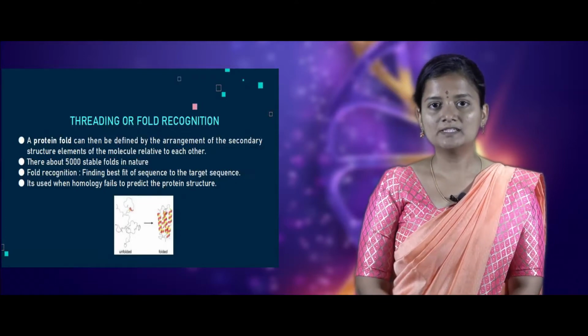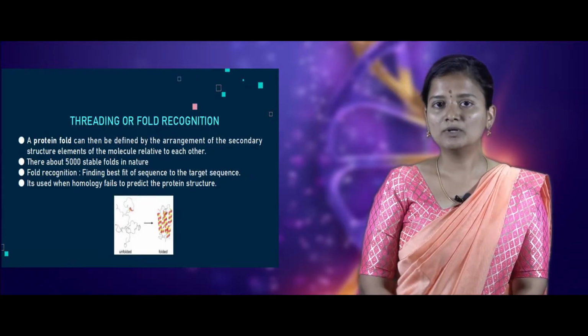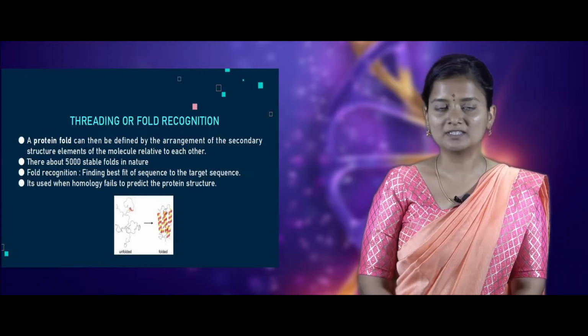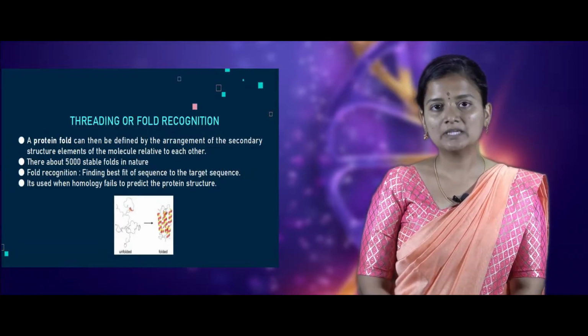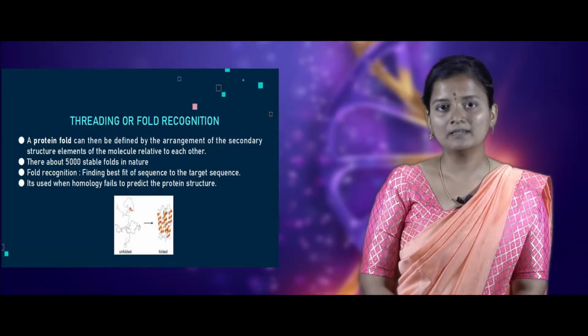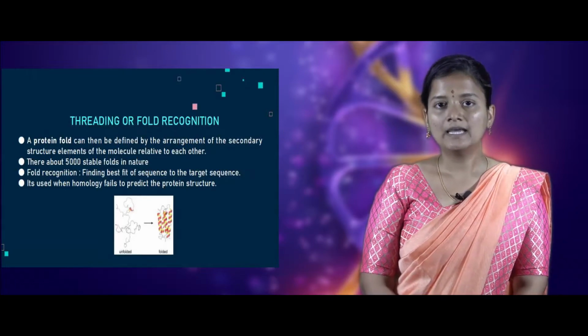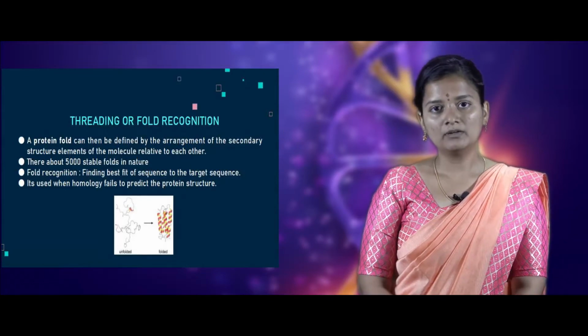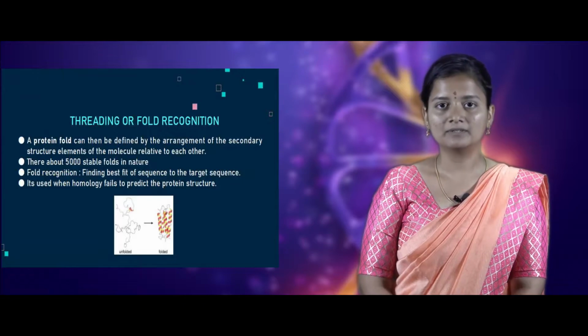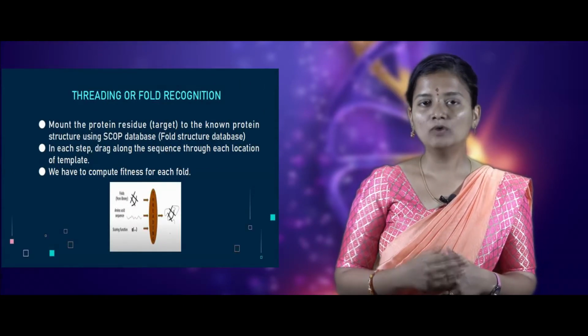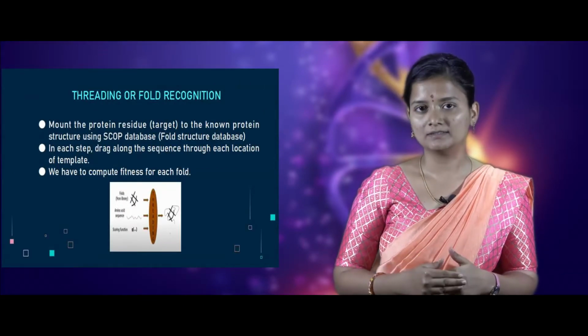And generally, it is used when homology modeling fails to predict the protein structure. We can say if the sequence similarity or identity is less than 30%, in that case, the fold recognition method is preferred. Now, we are going to look at how the fold recognition method occurs.